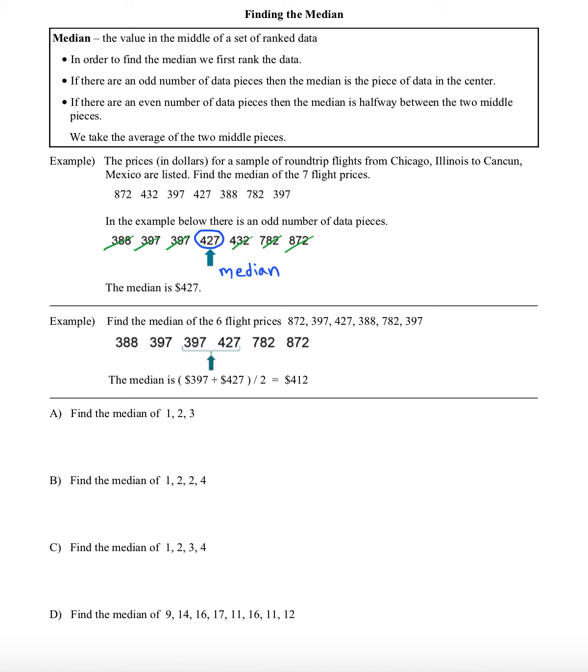But if there are an even number of data pieces, then the median will be halfway between the two middle ones. That's the case for this set of data here. There's 6 flight prices. And if we cross off 1 on each side, we can see that there is no middle piece. Therefore, what we'll do instead is we'll actually average the two that are closest to the middle here. And that gives us 412. So that will be the median.